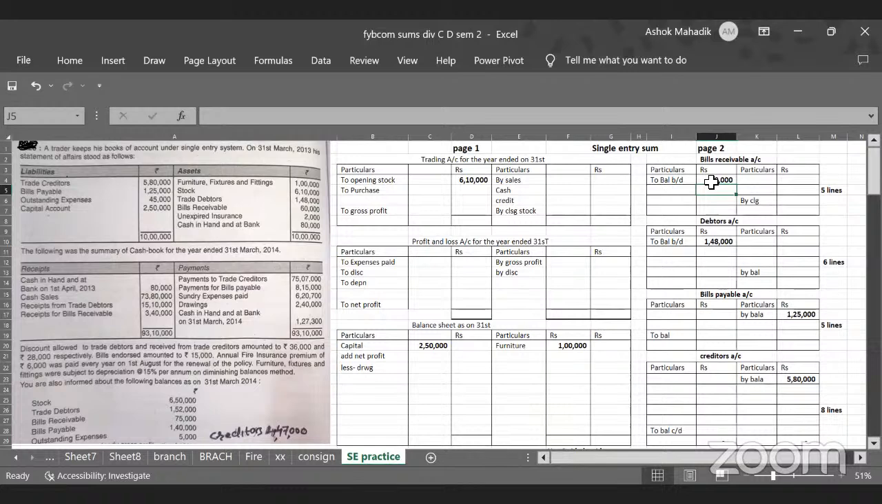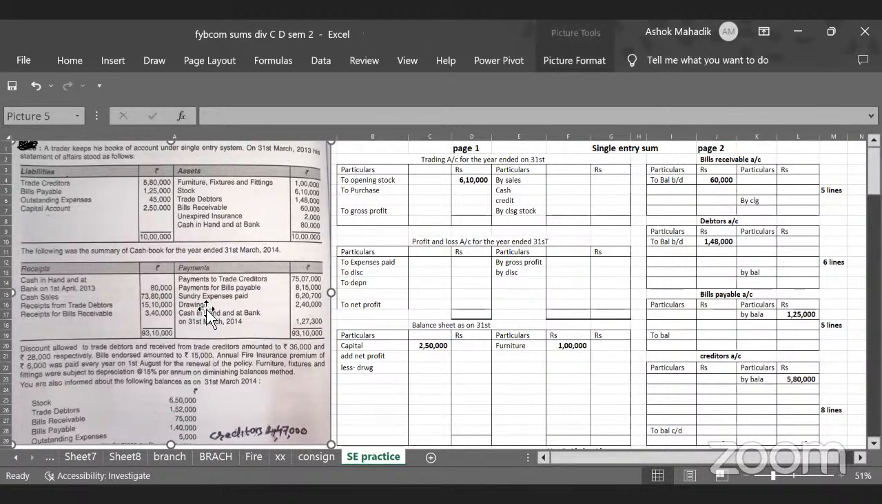Then we have cash in hand. We need not prepare this cash in hand account. Why? Because they have already given us a summary. You can see in that account, this 80,000 is shown as opening balance. On the debit side, cash in hand on 1st April, 80,000. So they have already opened this account, and we need not duplicate it. That 80,000 is posted in this account itself, so it cancels out each other. Don't give another effect of this 80,000.